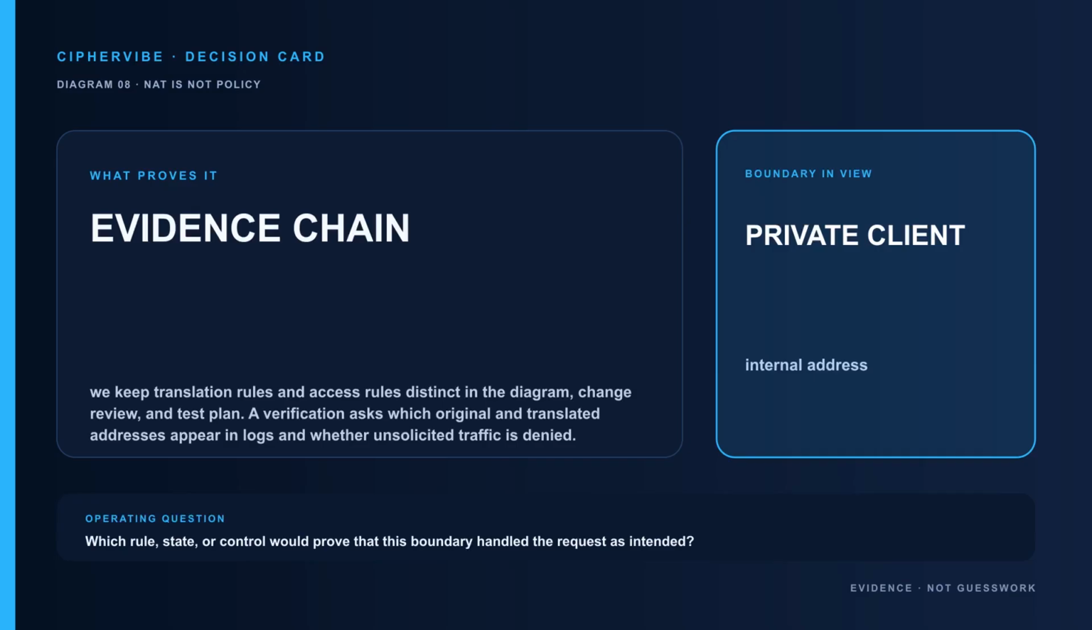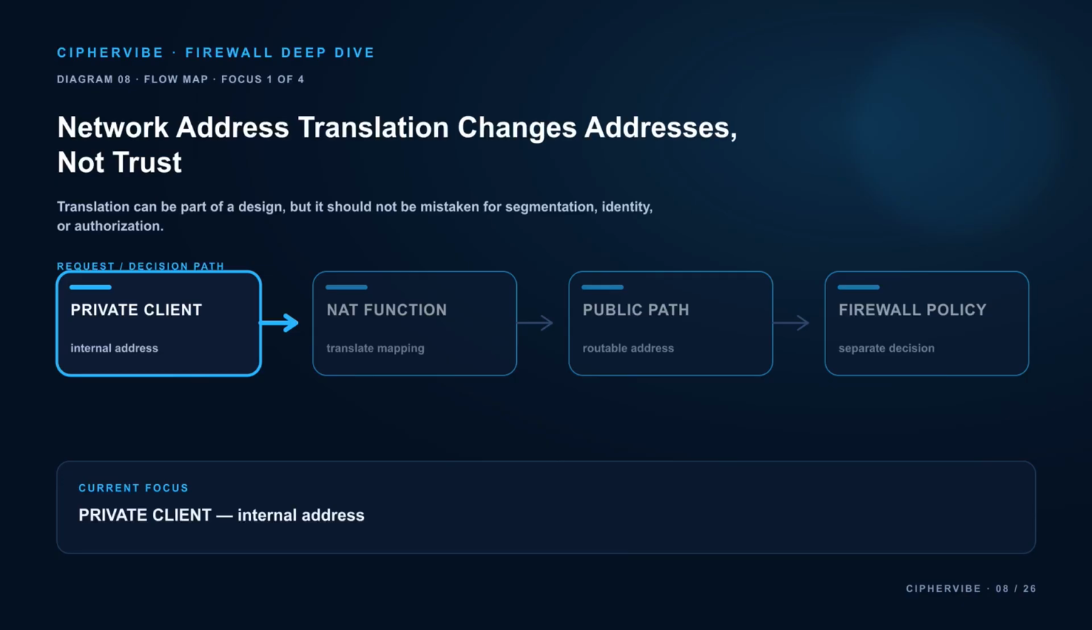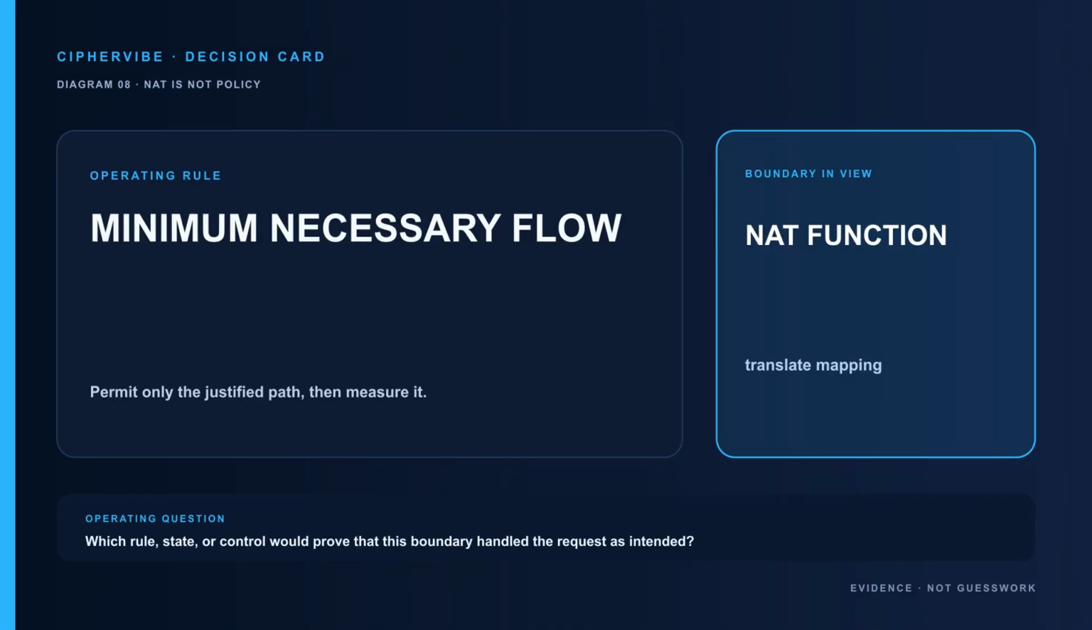The common failure is that a public mapping is created during a deployment and treated as harmless because the application should be protected elsewhere, leaving a reachable path that nobody owns or monitors. For the North Star Commerce simulation in this video, we keep translation rules and access rules distinct in the diagram, change review, and test plan.